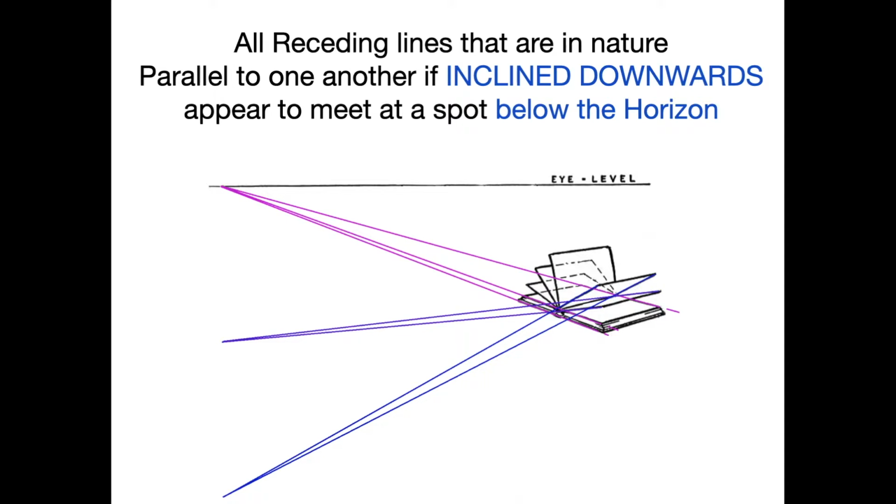And as we keep turning the pages, once we get past that halfway point, we're now turning the pages downwards, right? The pages are inclined downwards, and they will recede and converge at a point below the horizon line. So that means all receding lines that are in nature parallel to one another, if inclined downwards, appear to meet at a spot below the horizon.